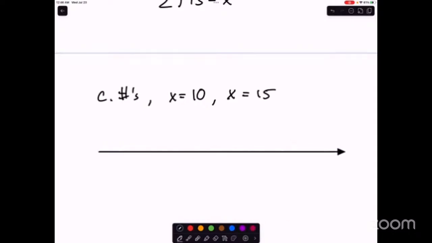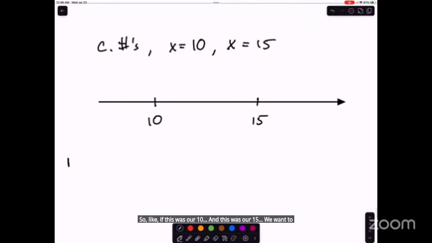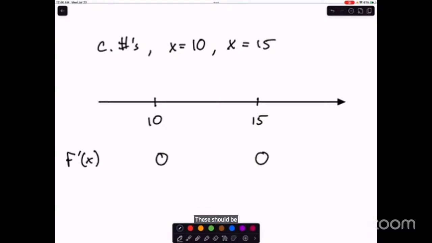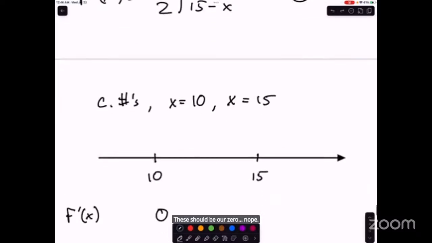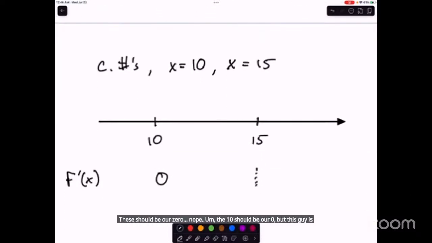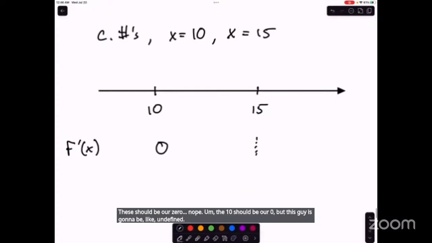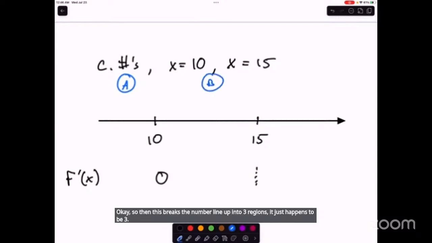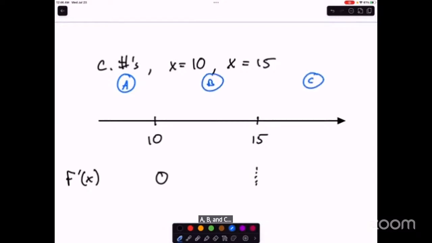If this is our 10 and this is our 15, we want to look at these in f prime. The 10 should be our 0, but 15 is going to be undefined. This breaks the number line up into 3 regions. It just happens to be 3: A, B, and C.